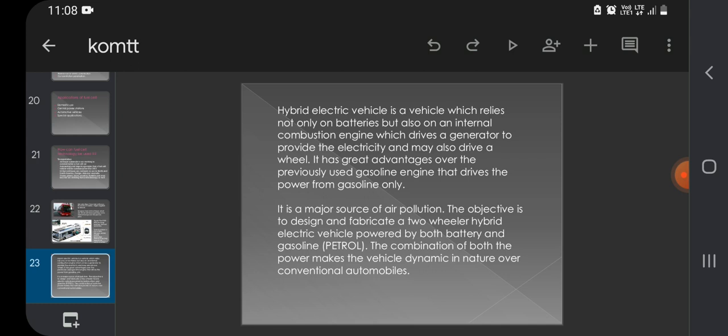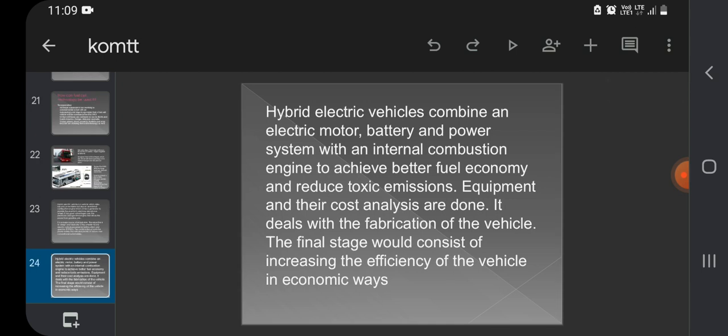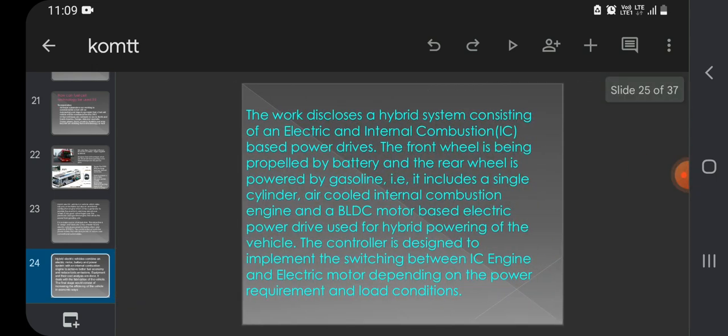The objective is to design and fabricate a two-wheeler hybrid electric vehicle powered by both battery and gasoline. The combination of both power sources makes the vehicle dynamic in nature over conventional automobiles. Hybrid electric vehicles combine an electric motor, battery and power system with an internal combustion engine to achieve better fuel economy and reduce toxic emissions. Equipment and their cost analysis are done. Then fabrication of the vehicle. Final stage would consist of increasing the efficiency of the vehicle in economic ways.